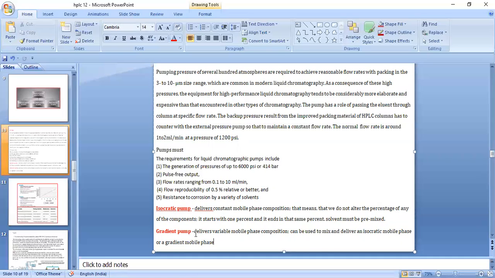Now the important thing is that if you have an HPLC machine in which there is a gradient pump, then the gradient pump can be run in isocratic mode. But an isocratic pump cannot help us run a gradient mode, because in an isocratic pump you take only one concentration, which you premix and fix, and that keeps running. In a gradient pump you can vary it. So a gradient pump can be used in isocratic mode as well as in gradient mode.